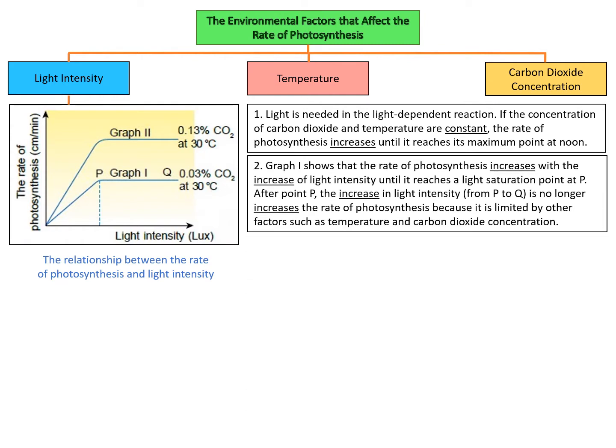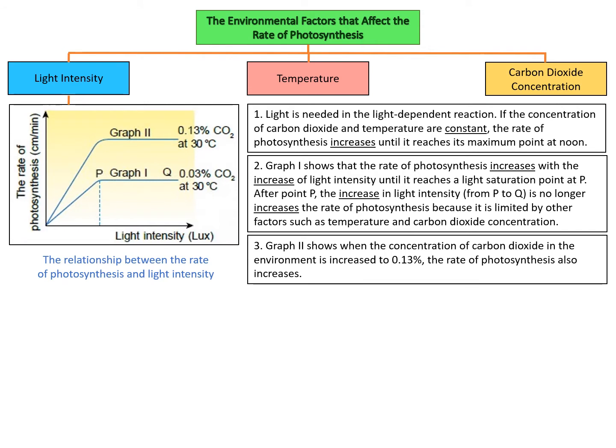Graph 1 shows the rate of photosynthesis increases with the increase of light intensity until it reaches a light saturation point at P. After point P, the increase in light intensity from P to Q no longer increases the rate of photosynthesis because it is limited by other factors such as temperature and carbon dioxide concentration.